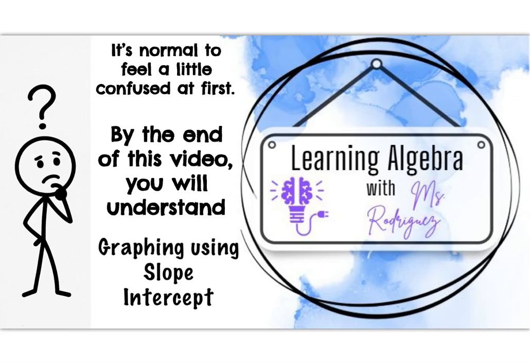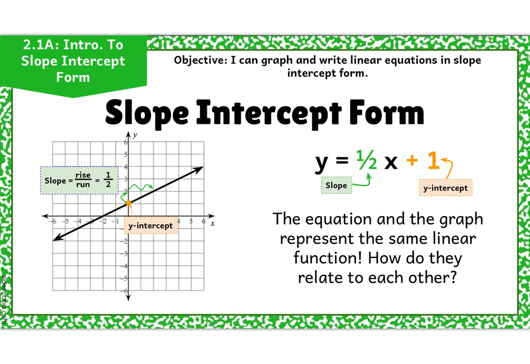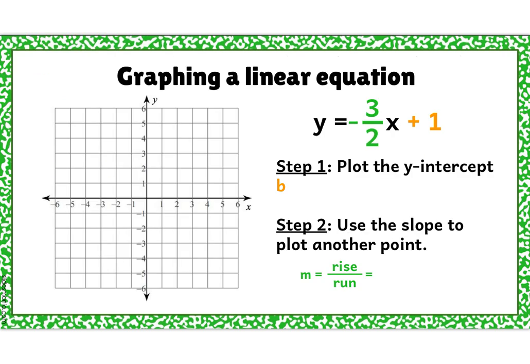By the end of this video, you will understand graphing using slope-intercept. So recall, slope-intercept form is always written in the form y = mx + b. The slope is always the coefficient of x, and the y-intercept is always the constant. So whenever I have an equation in slope-intercept form, I can follow these two steps to quickly graph the line.